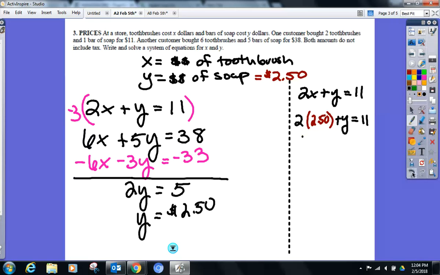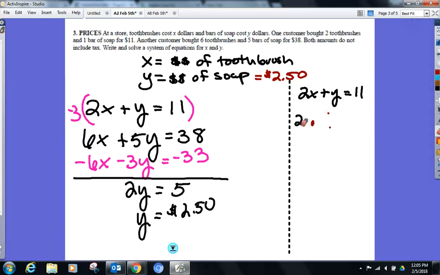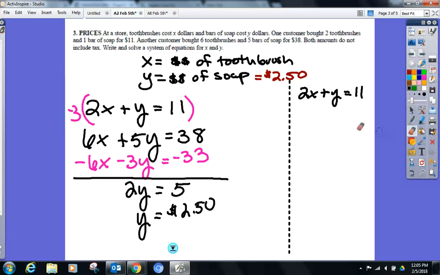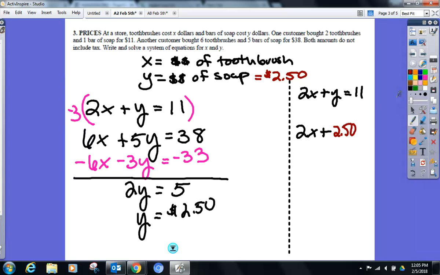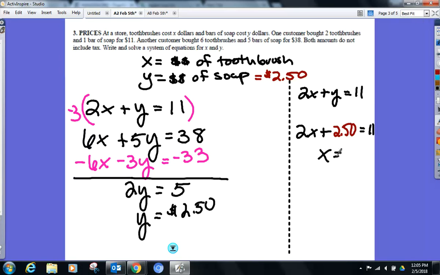Go, calm down, everybody. There's always one in the group. Let's try that again. 2x plus 250 equals 11. Lucas, calm it down. What is it for the bar of soap?